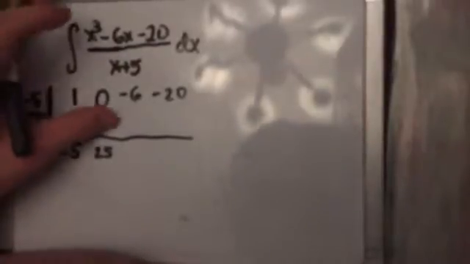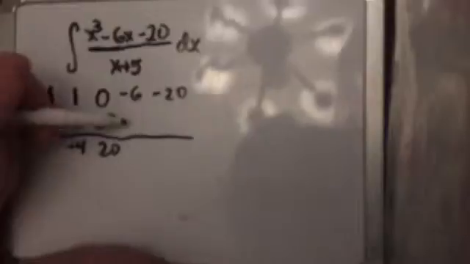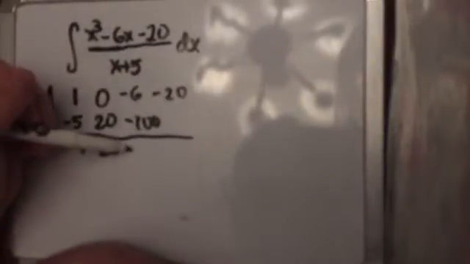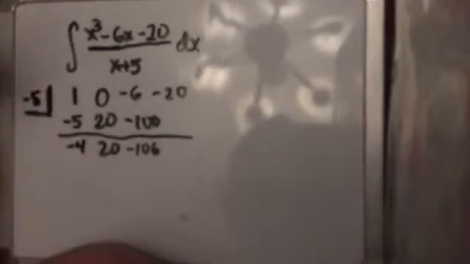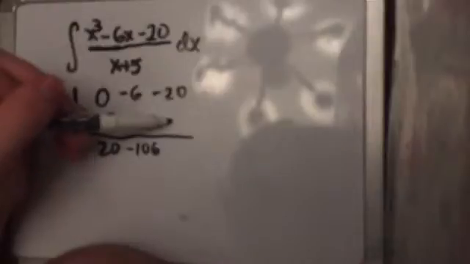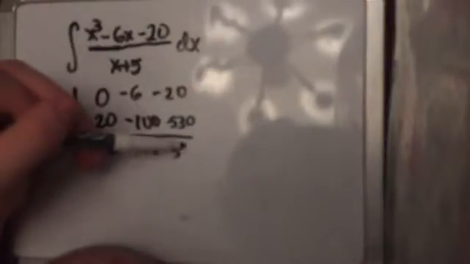Oops, excuse me. -5, and you get -4, and then you get 20. 20 times -5 is -100, so -106, and then 5. So negative 5 times that is 530. So it's 510.